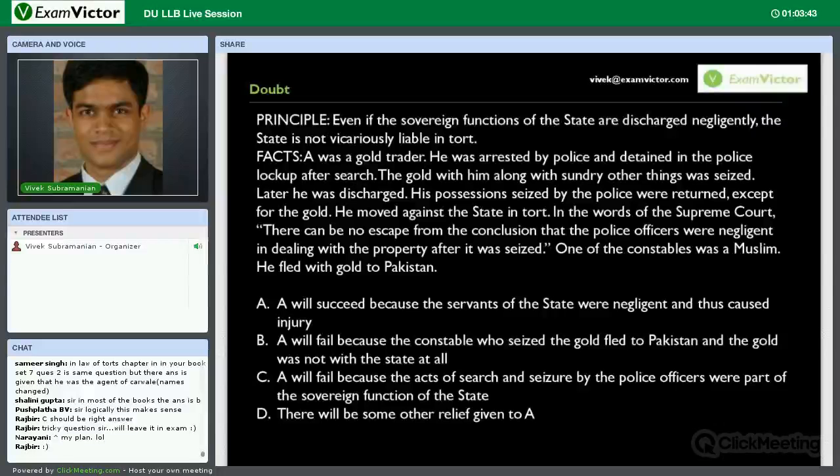Now let's see the facts. A was a gold trader. He was arrested by police and detained in the police lockup after search. The gold with him along with sundry other things was seized. Later he was discharged. His possessions seized by the police were returned except for the gold. He moved against the state in tort. In the words of the Supreme Court, there can be no escape from the conclusion that the police officers were negligent in dealing with the property after it was seized. One of the constables was a Muslim. He fled with gold to Pakistan.